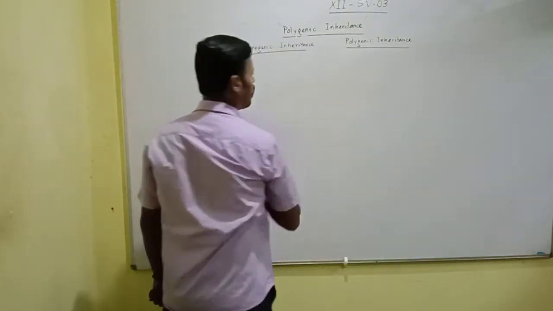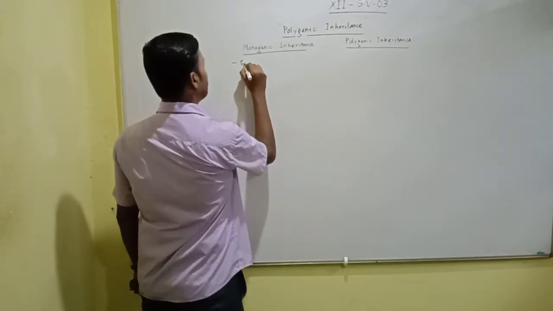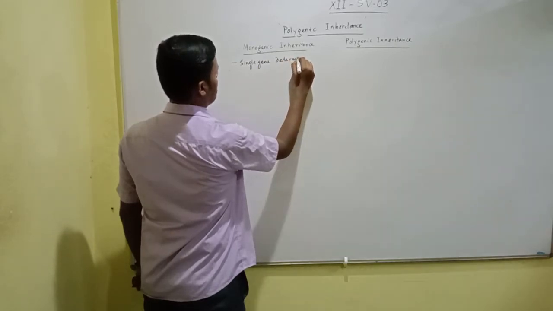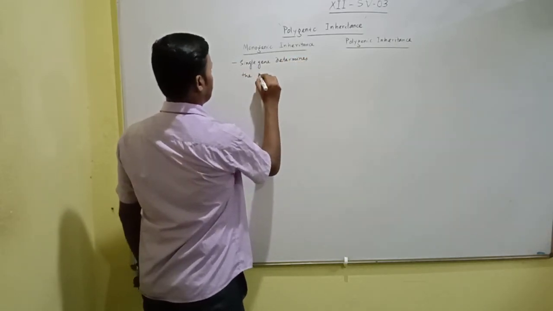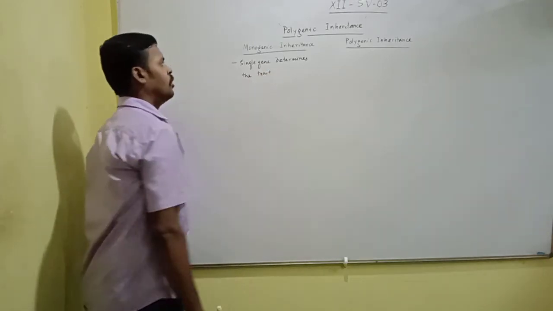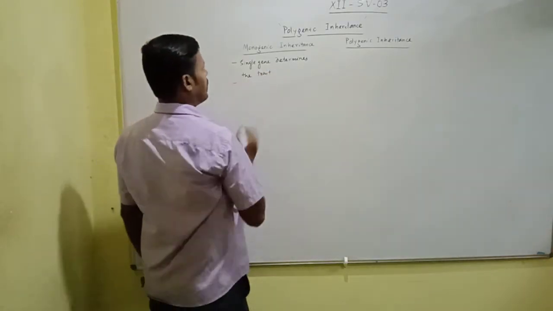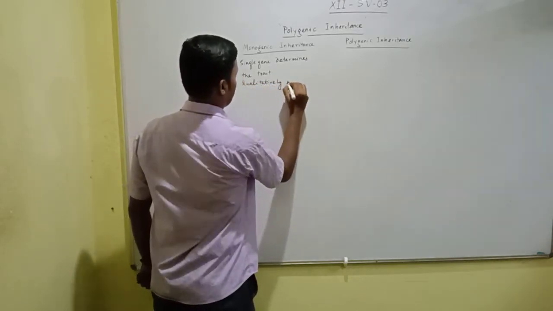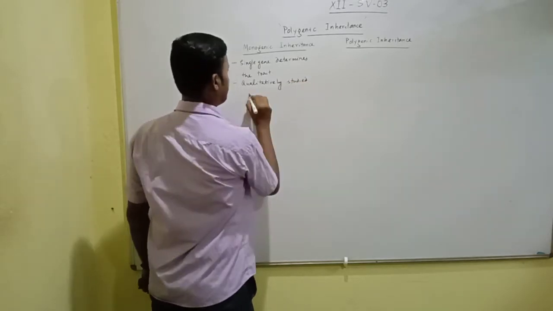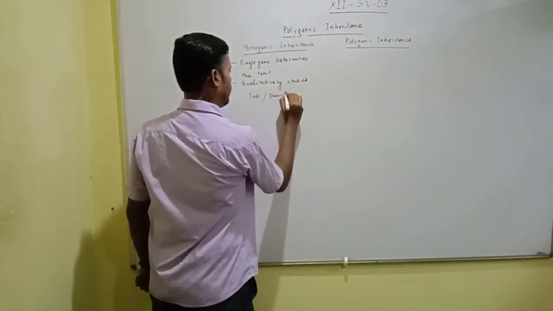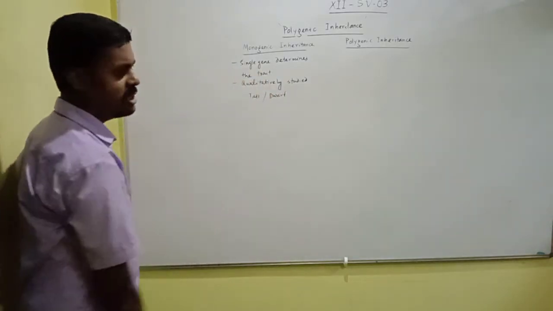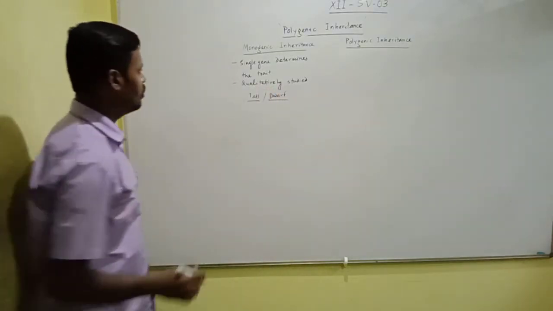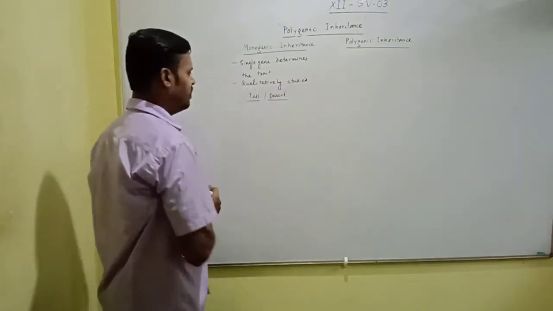So what do you mean by monogenic inheritance? A single gene determines the trait, like tall and dwarf. The traits are qualitatively studied. That means we can say tall or dwarf, but we cannot say how tall and how dwarf. There is no measurement. So it is simply a qualitative study.